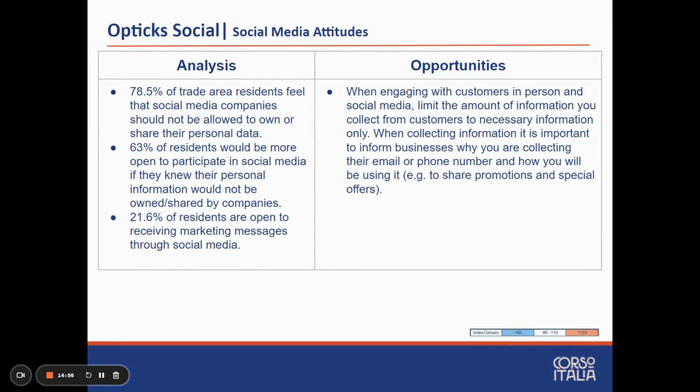And the last piece around social media that we have to share today is how we can understand how trade area residents like their information to be used. So 78.5% of trade area residents feel that social media companies should not be allowed to own or share their personal data. 63% of residents would be more open to participate in social media if they knew their personal information wouldn't be shared or owned by companies. And lastly, 21.6% of residents are open to receiving marketing messages through social media.